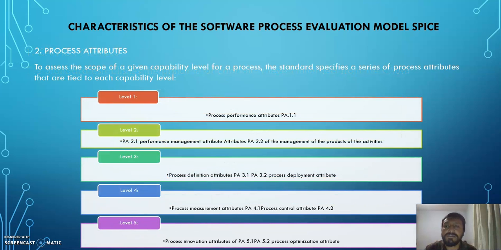Dimension 2, process attributes. To assess the scope of a given capability level of a process, the standard specifies a series of process attributes that are tied to each capability level. Level 1, process performance attribute. Level 2, performance management attribute and work product management attribute. Level 3, process definition attribute and process deployment attribute. Level 4, process measurement attribute and process control attribute. Level 5, process innovation attribute and process optimization attribute.